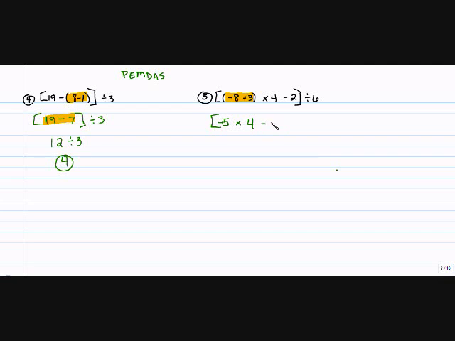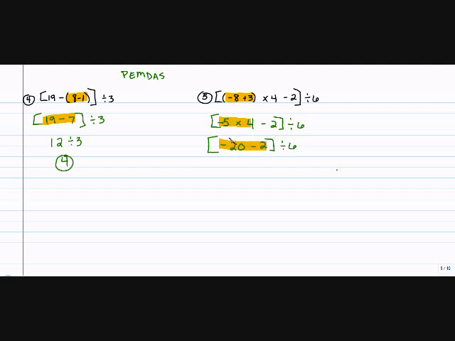4 minus 2 divided by 6, rewriting your whole problem. I'm still working inside my brackets. According to PEMDAS, I do multiplication before I do subtraction. -5 times 4 is a -20 minus 2, and then my divide by 6. I'm still working inside my brackets because I still have numbers in there.